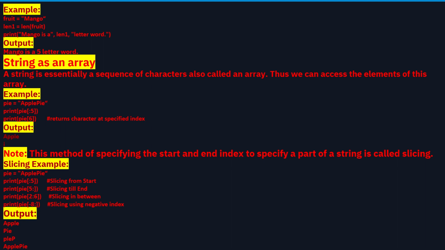is called slicing. Slicing example: pie = "apple pie". print(pie[:5]) # slicing from start. print(pie[5:]) # slicing till end. print(pie[2:6]) # slicing in between. print(pie[-8:]) # slicing using negative index. Output: apple, pie, and the corresponding slices.